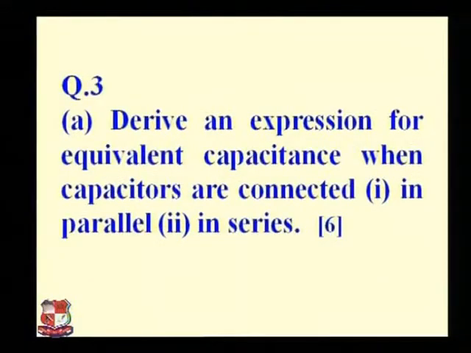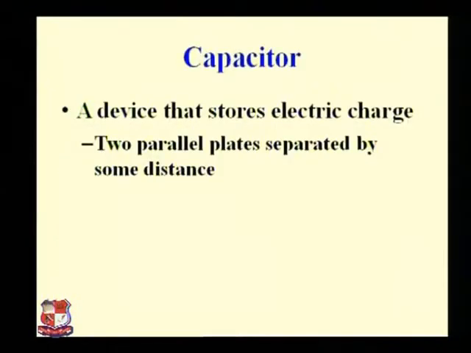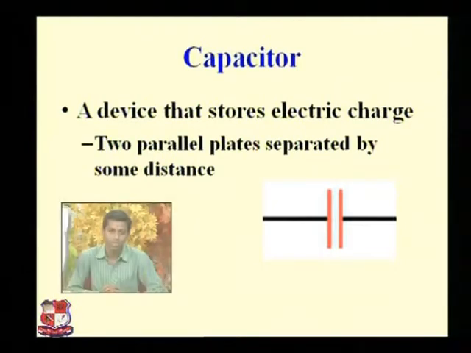Okay. Now question number 3. Derive an expression for the equivalent capacitance when the capacitors are connected in parallel and series. Question for 6 marks. So first understand what a capacitor is. A capacitor is a device that stores electric charge between two plates. So two parallel plates separated by some distance with a dielectric material is known as a capacitor.